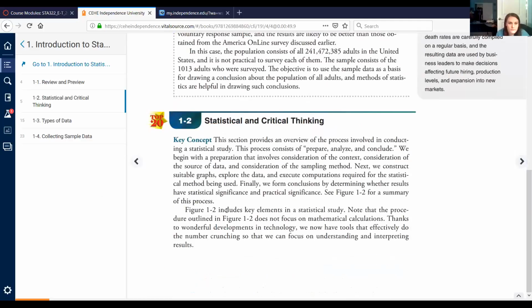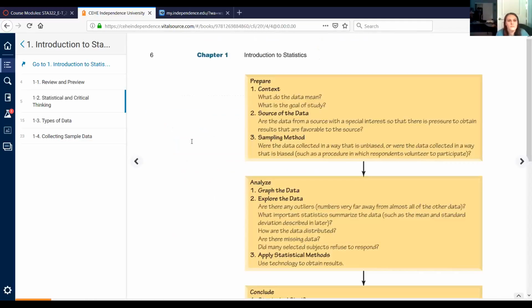There is a process of conducting the study, and you're going to be looking at that for your discussion, obviously, which is to prepare, meaning define your population, define your questions, define what you're trying to find out, then get the data, analyze, and then draw conclusions. So we're going to look at some other characteristics of that. When we're looking at statistics, we're looking at what do the data mean? What's the goal of the story?